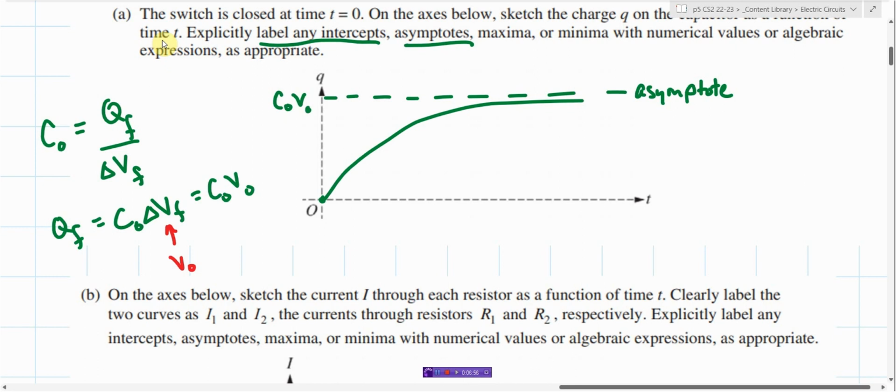If you're curious about the grading of this particular problem, this graph all by itself has 3 points. For a concave down curve starting at the origin, that's a point. For a horizontal asymptote, that's a point. For a properly labeled horizontal asymptote, so that label, that's a point.